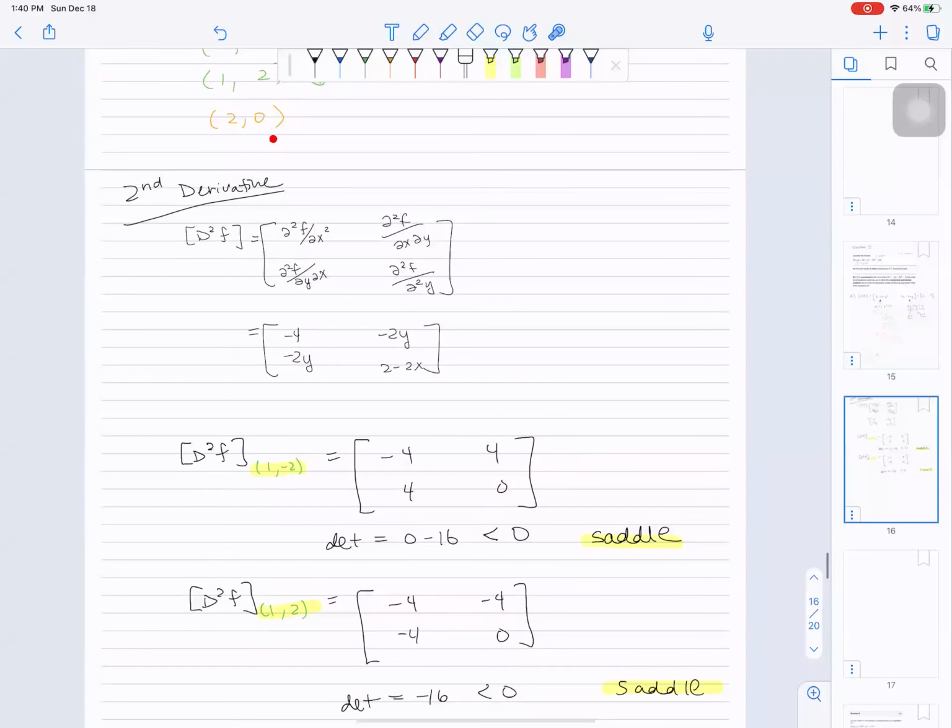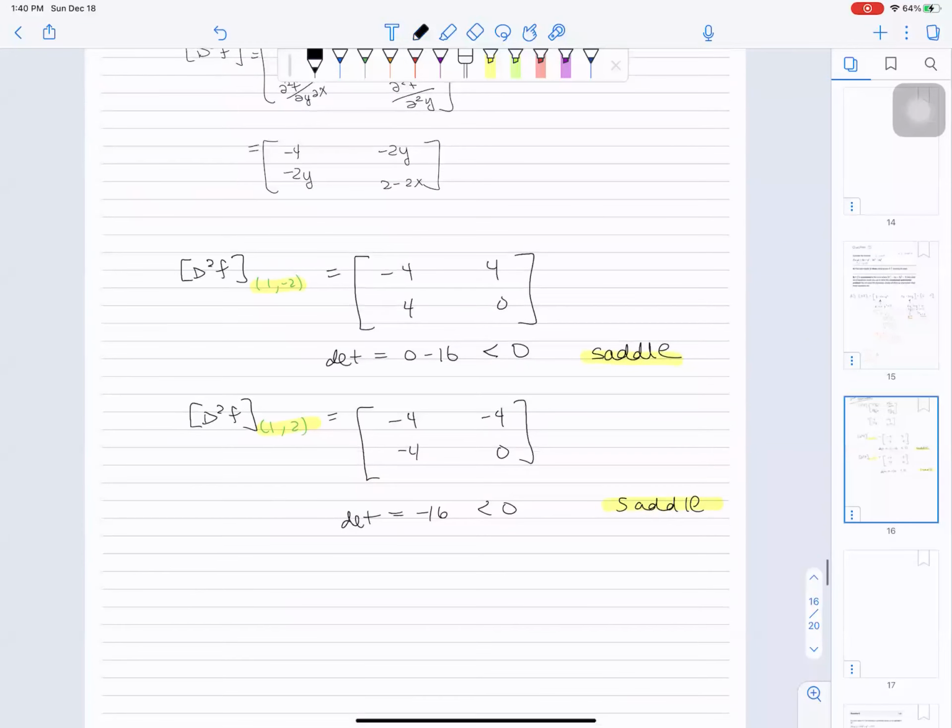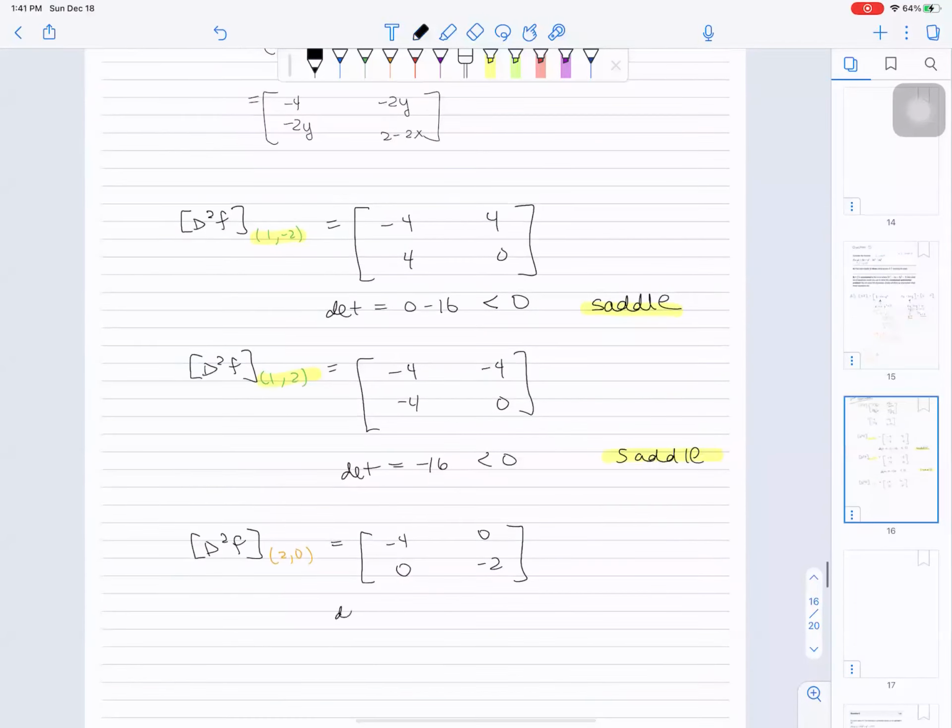Lastly, my last critical point is (2, 0). So the Hessian matrix evaluated at (2, 0) gives me negative 4, 0, 0, and 2 minus 4 is negative 2. The determinant of this is 8. That's positive. So that means I know right now that it's a local extrema.